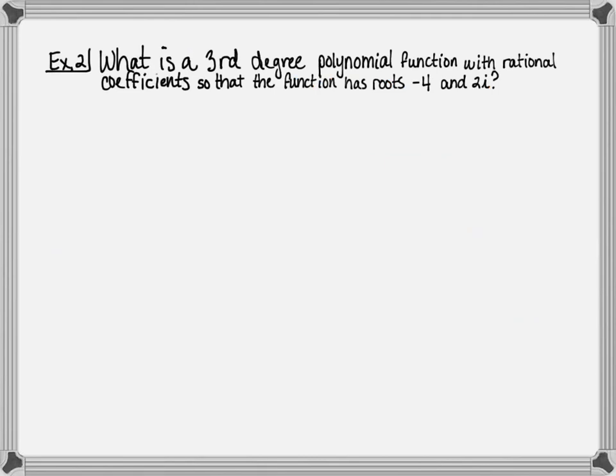Okay, let's look at a second example. Let's find a third-degree polynomial function with rational coefficients so that the function has roots negative 4 and 2i. Because it has a root at 2i, it must also have a root at negative 2i by the conjugate root theorem. So we've got x minus negative 4, or x plus 4, as a factor, x minus 2i is a factor, x plus 2i is a factor.